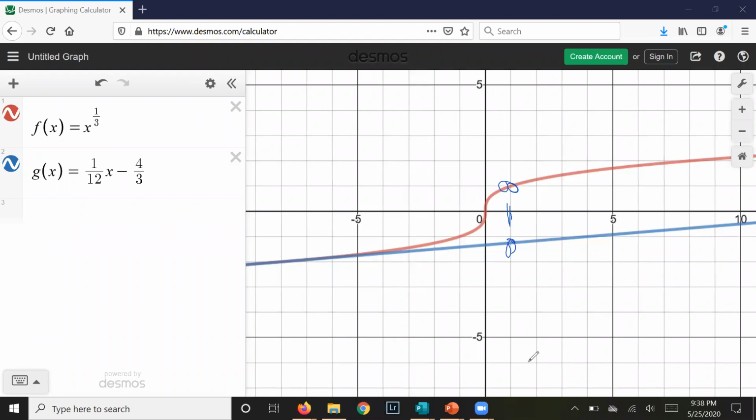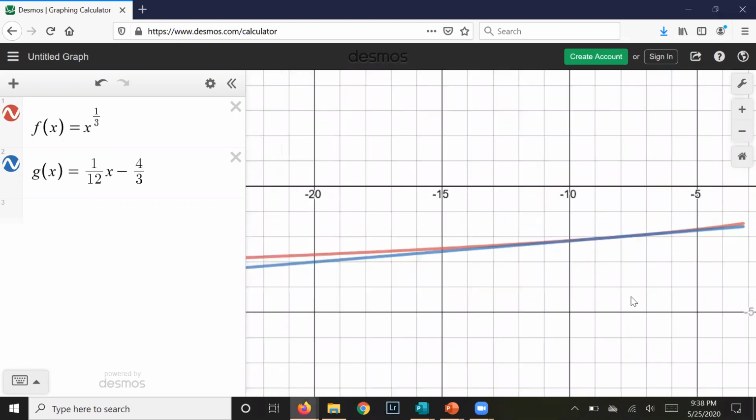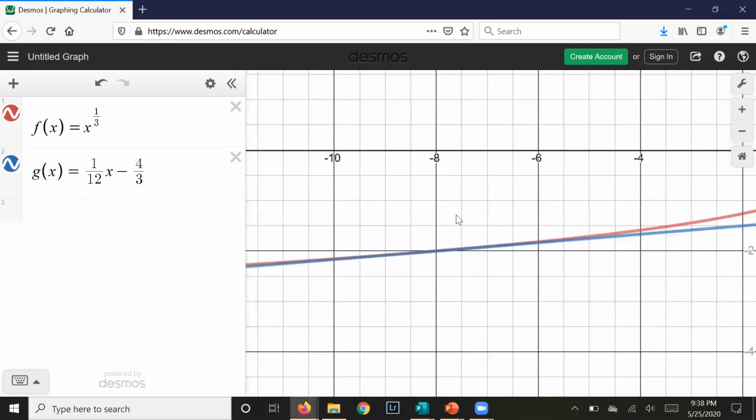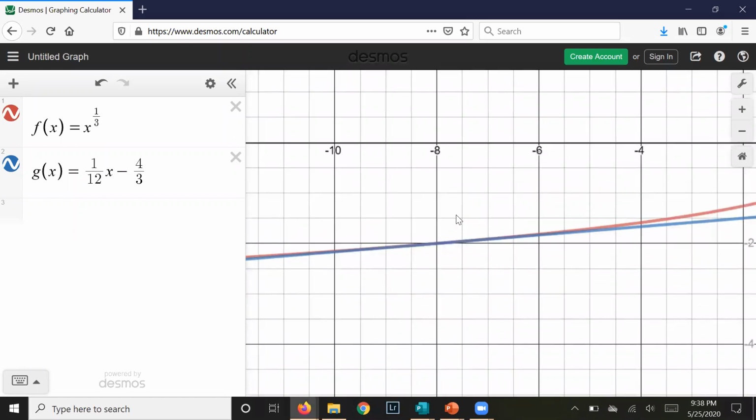But again, close to the point where we found the tangent line, so at x equals -8, they're almost the same. So why is that helpful? Well, what that tells us is that the equation of the tangent line could be useful for estimating output values of the function for inputs that are close to -8.